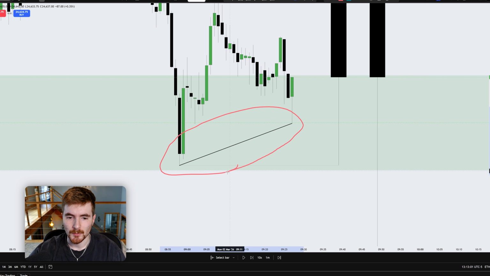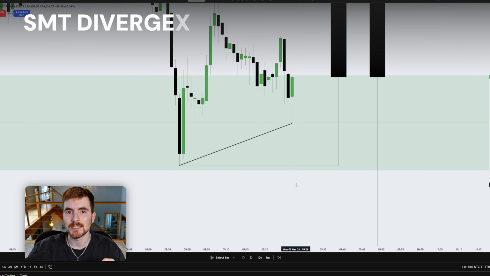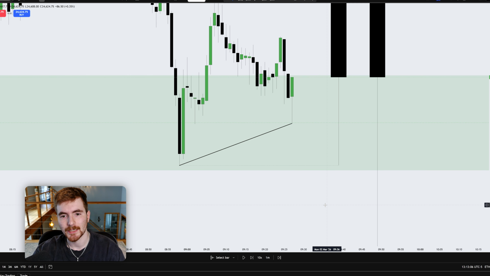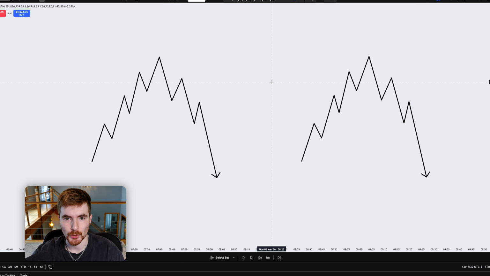Now, let's move on into step 2. This little line that I placed on my chart is something called SMT Divergence, a super complicated name for a not so complicated concept. Here I've drawn two of the exact same chart. I'm going to label this one NASDAQ, and this one the S&P 500.